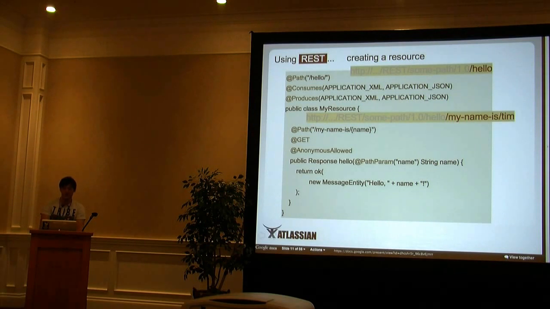By default, REST resources deployed using the REST plugin will return just a 401 for any request that isn't previously authenticated. However, you can override this behavior by specifying this little anonymous allowed annotation.